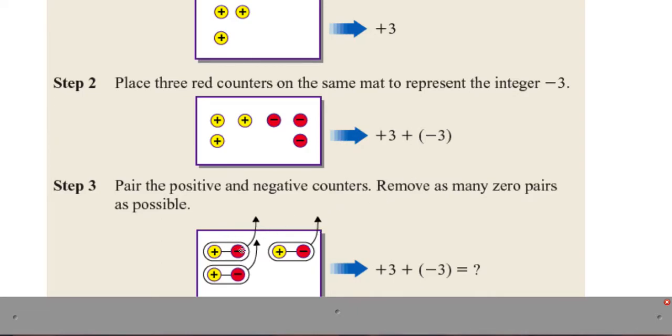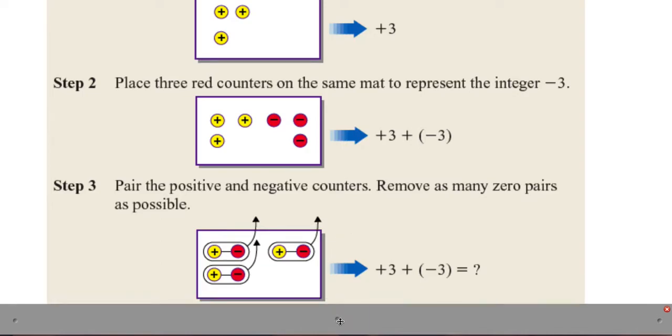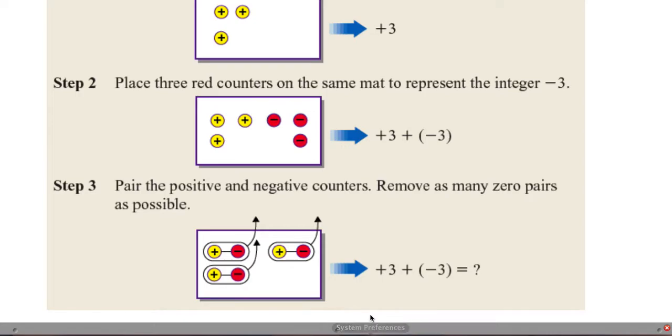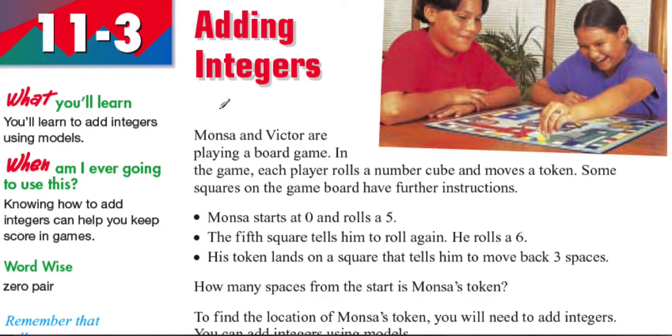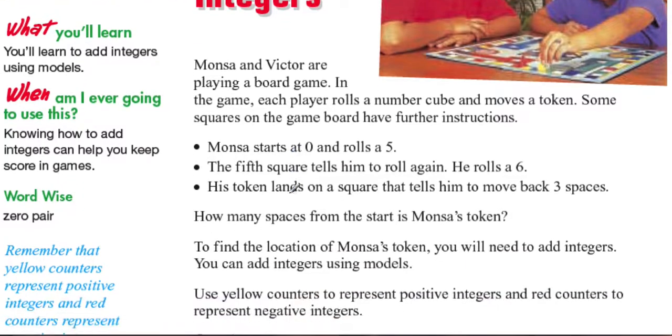As you get a zero pair, you remove them from the mat. When you continue doing that, you find out that as you add them up, the result will be 0. So positive 3 plus negative 3 is actually equal to 0. And that's what a zero pair is. Now let's go back to Monza and Victor's problem.